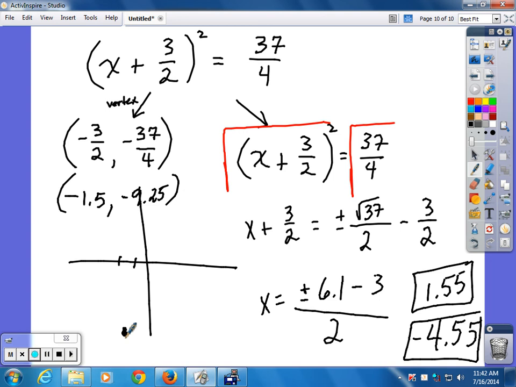All right. 1.55 is right here. Negative 4.55 is right there. What's our y-intercept? Look, I don't have the original. What's the original? 0, -7. 0, -7. And look there, everything what? Lines up here. That's right. Piece of cake.